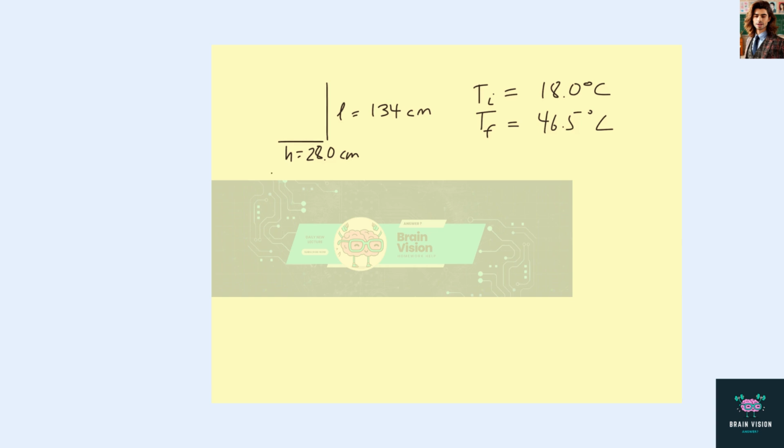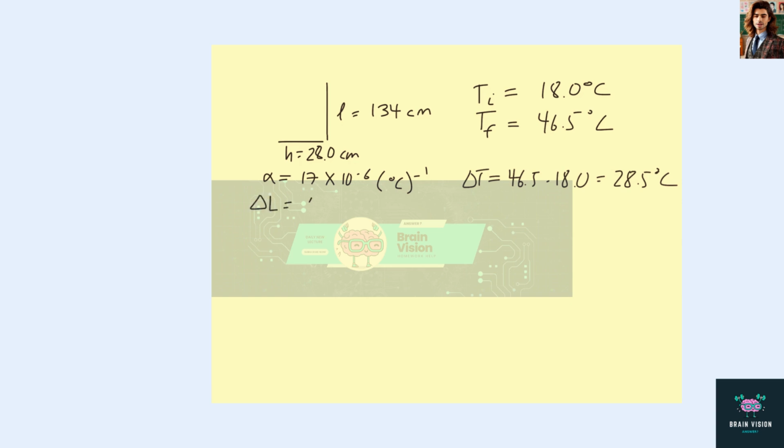The first thing we want to do is look up the average linear expansion coefficient for these copper pipes in the textbook. So that alpha is going to be equal to 17 times 10 to the negative 6, in inverse degrees Celsius. And we can calculate delta T by subtracting Ti from Tf, and that's going to be equal to 28.5 degrees Celsius.